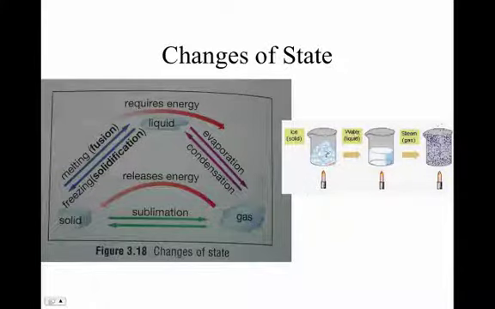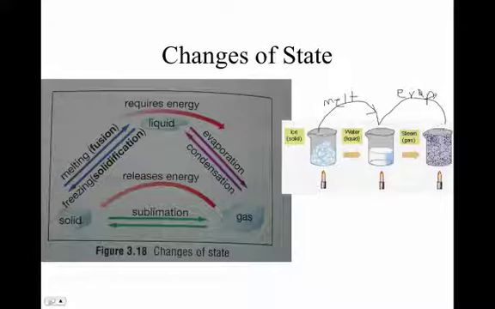Let's talk about what happens when we change something from one state to another. So from ice solid to liquid, or from liquid to gas. We have special names that we need to know in regards to that. So let's start with solid ice to liquid water. We call that melting or fusion. So we're melting. From liquid to gas, we call that evaporation. And we require heat energy to do this.